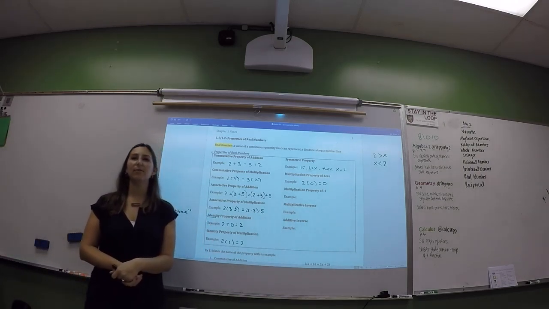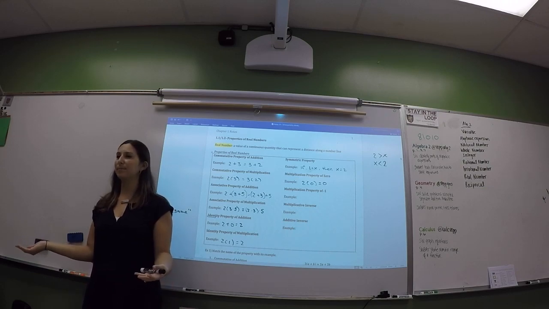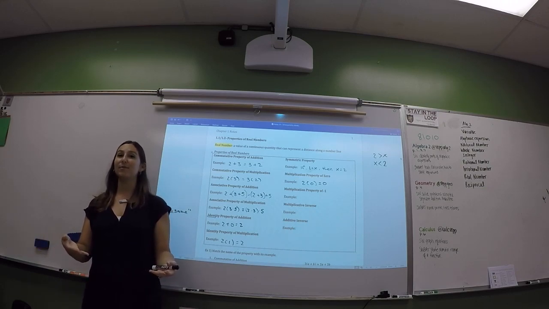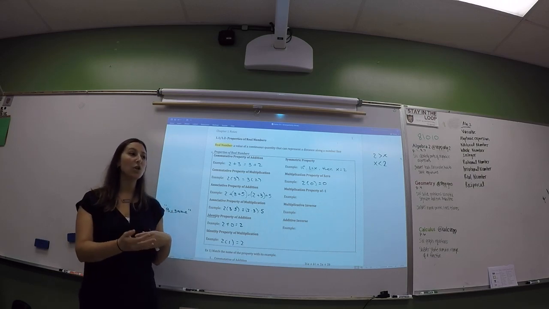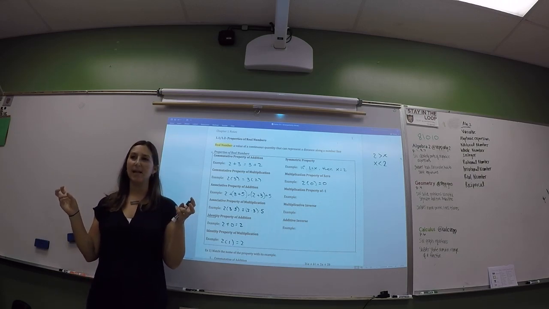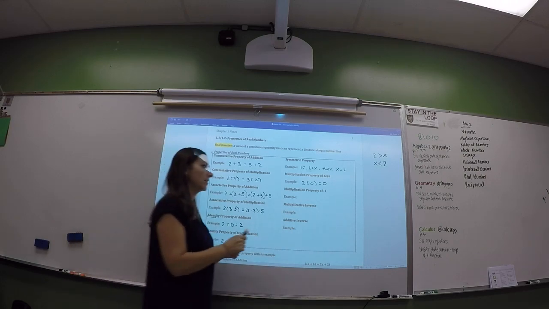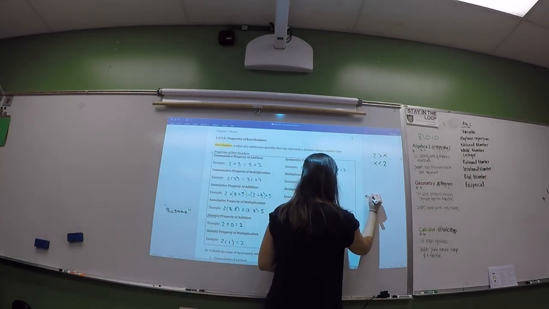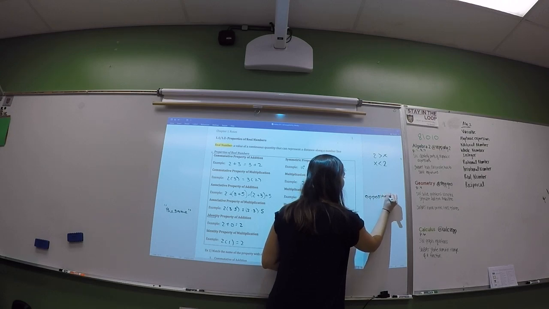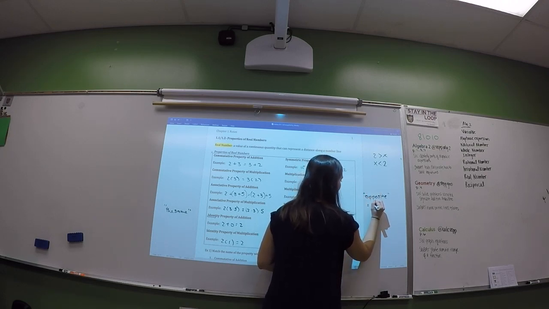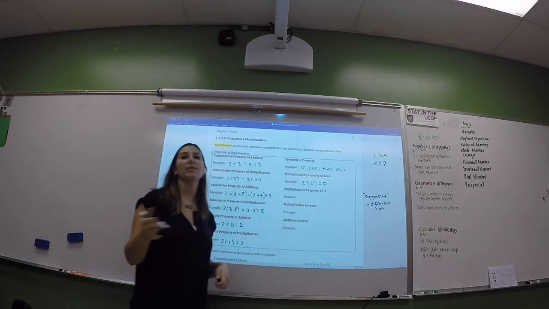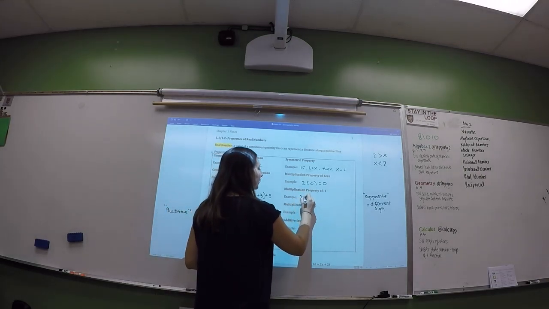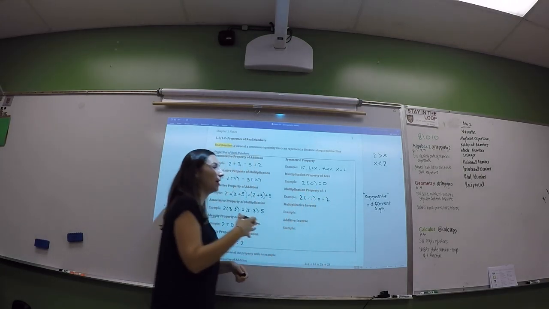Multiplication property of -1. What happens when you multiply by -1? It becomes a negative. What if it's already negative? Then it becomes positive. So it becomes its opposite. In math, when we use the word opposite, that means different sign. The word opposite means a lot of things, but for us it means different sign. So if it's negative, it's going to become positive, and if it's positive, it's going to become negative. So it becomes its opposite.